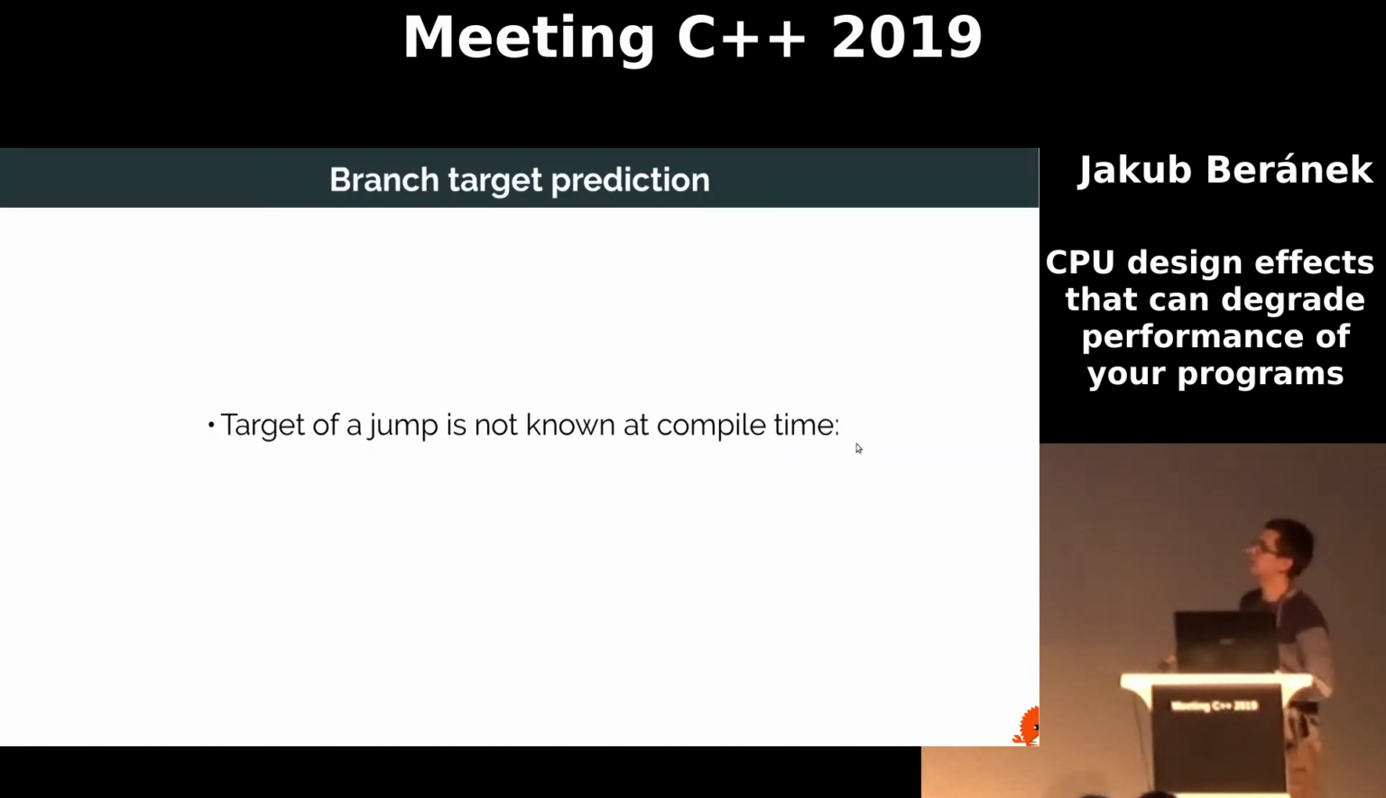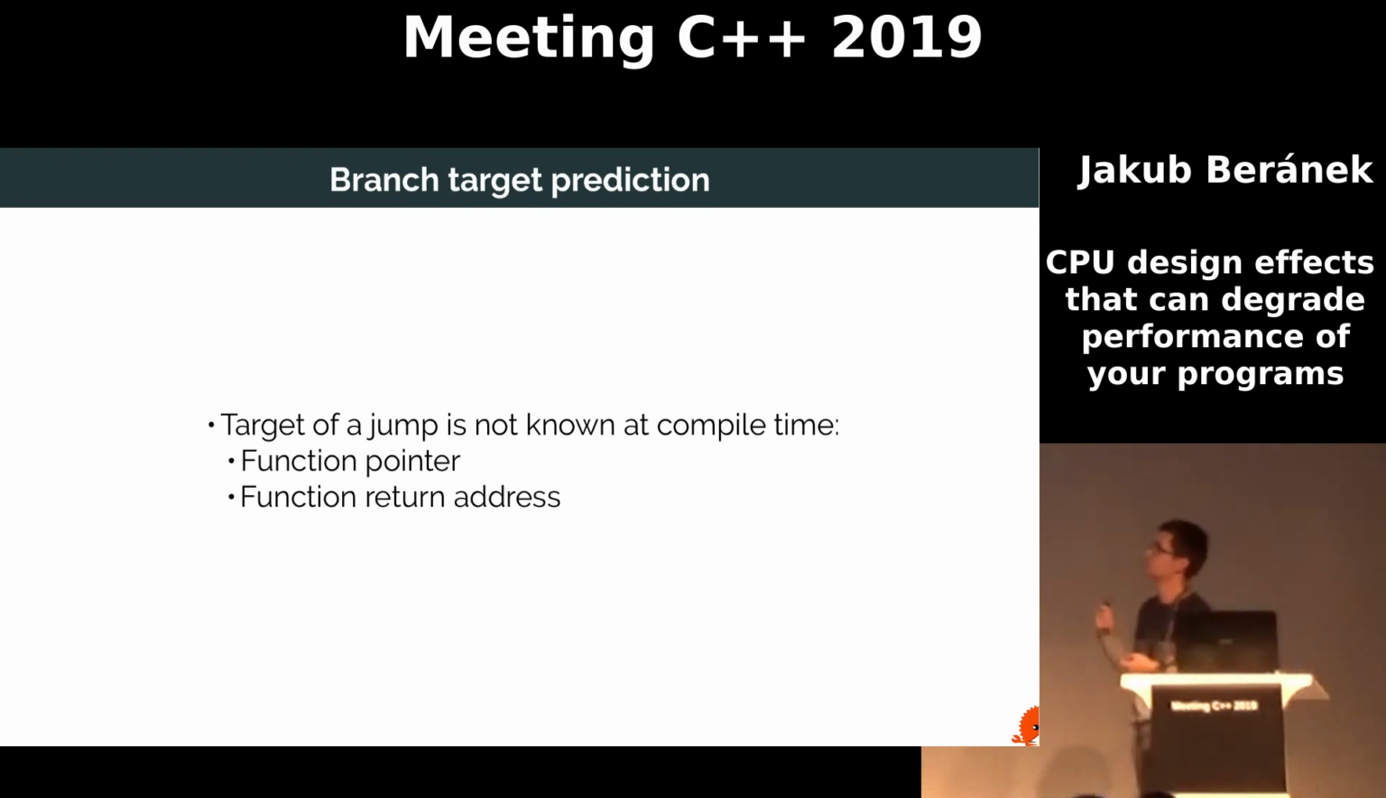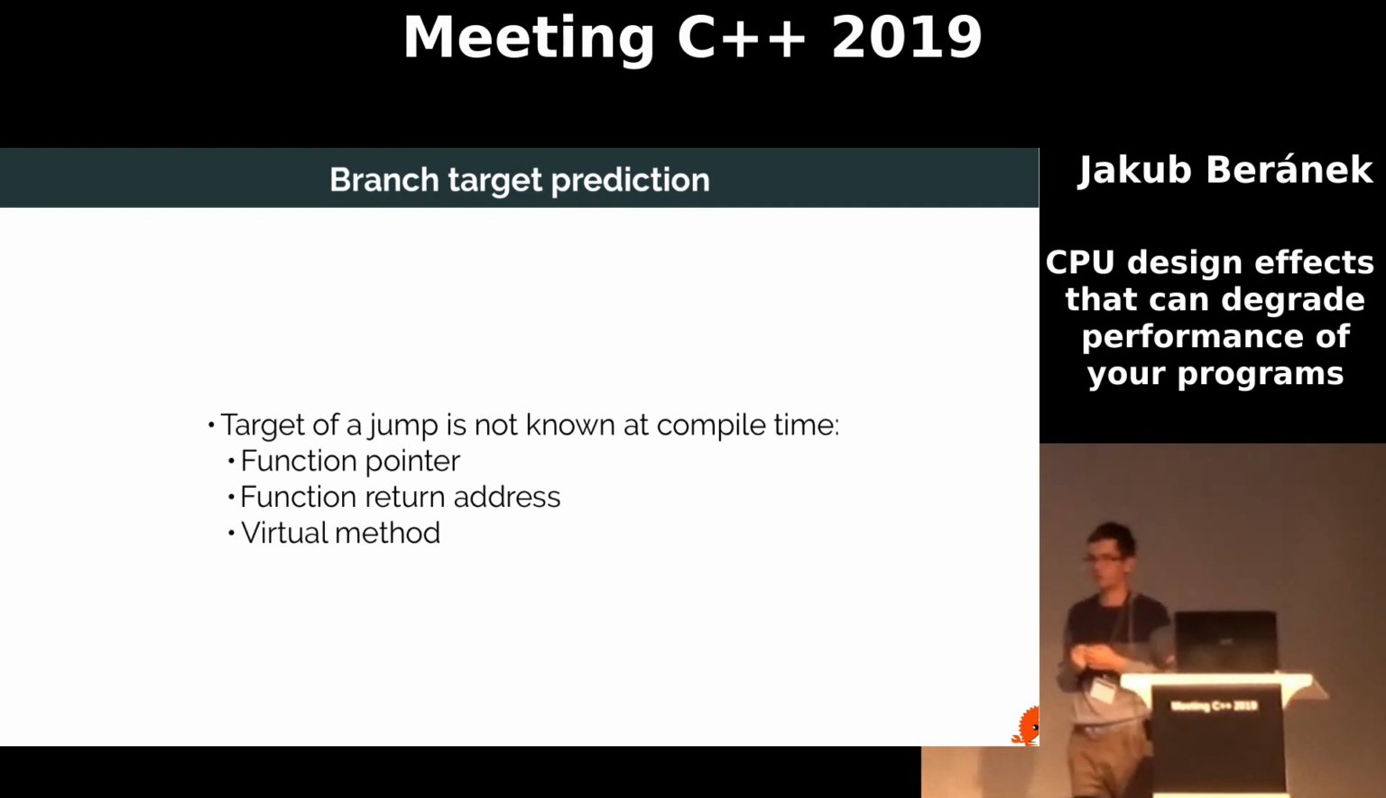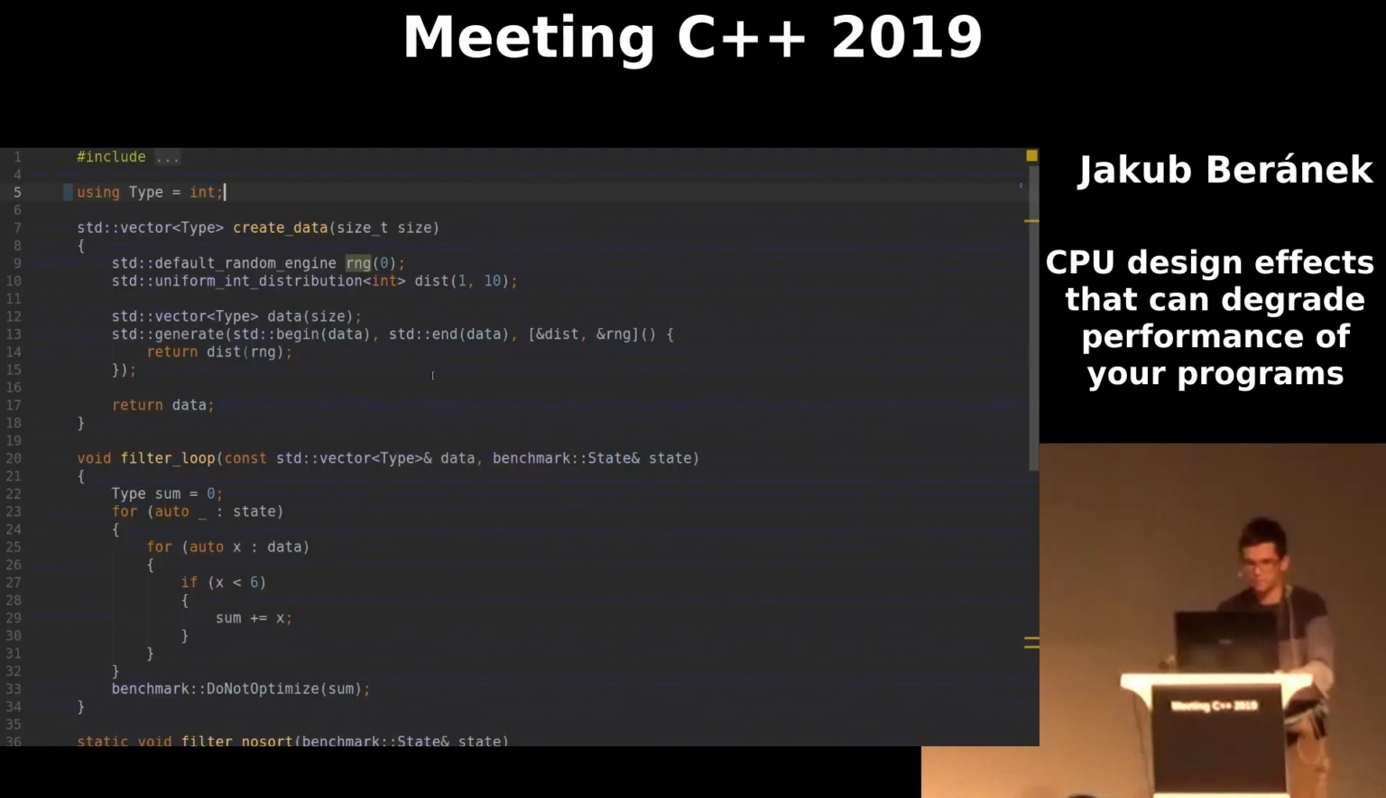Right. Apart from conditional branches, there is also another situation that needs to be predicted by the CPU, and that is when the target itself of the branch is not known at compile time. So this happens, for example, when you have function pointers, when you return from a function, because you can call functions from different places, and also when you call virtual methods. So I have another short example to see what might happen.